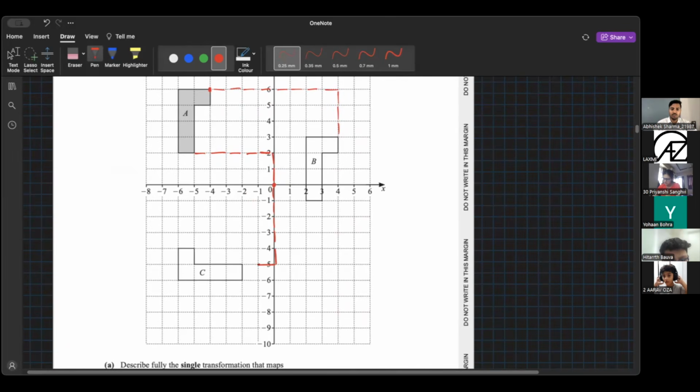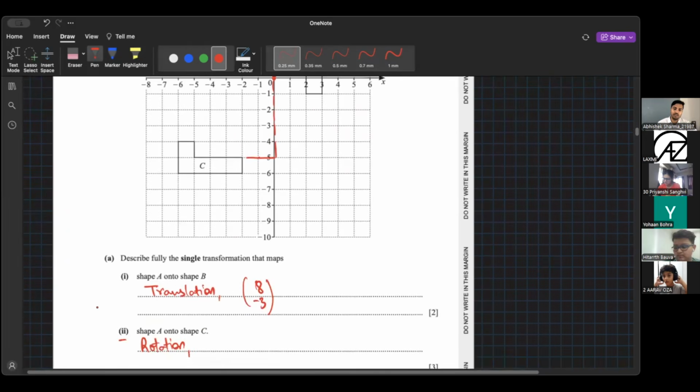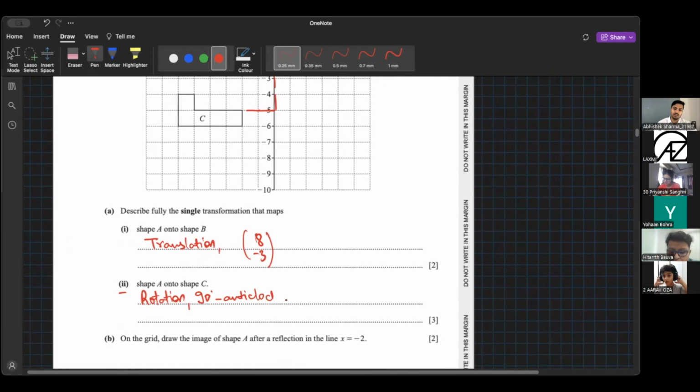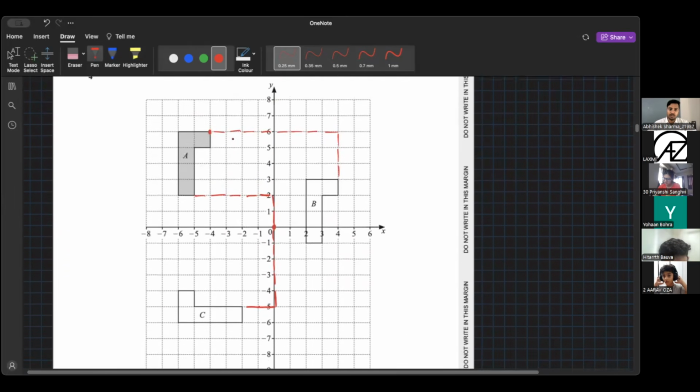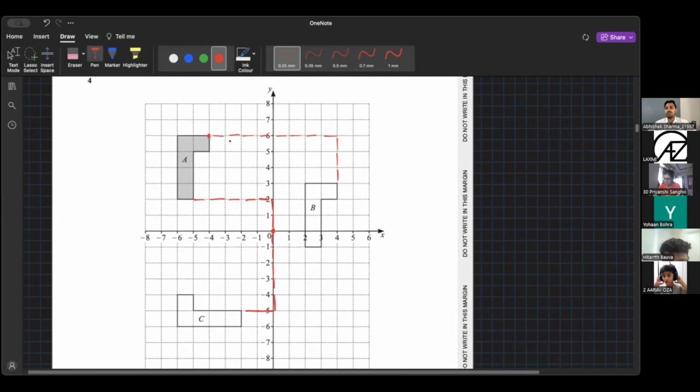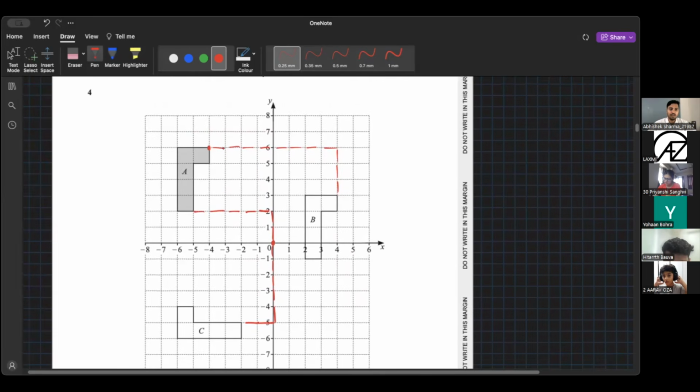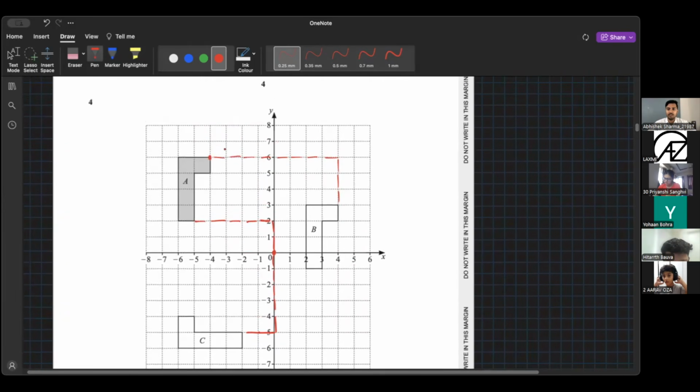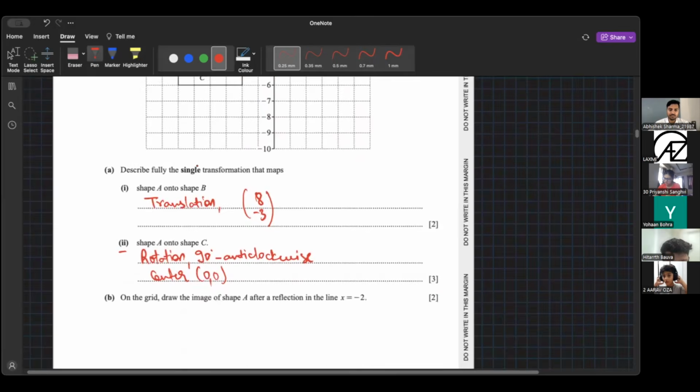Here it is 5 and 2 units left. So the center is 0, 0, the rotation is 90 degrees anti-clockwise. I have also checked this already on the tracing paper. You can also check it. I'll send this paper to you maybe later after the class.